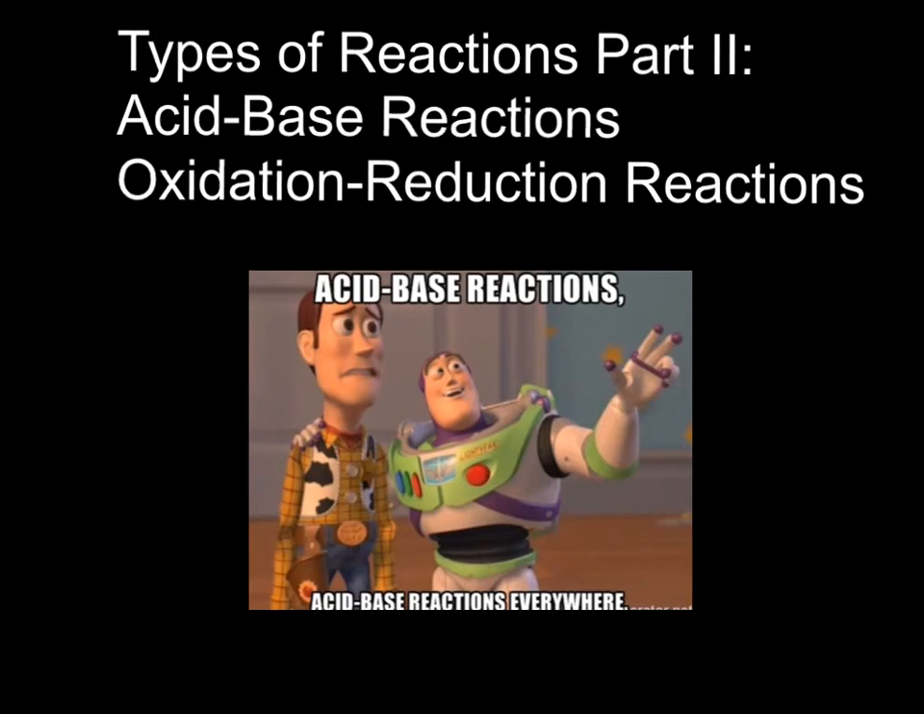Tonight we're going to talk about two more types of chemical reactions. We've just finished an in-depth study of precipitation reactions, which are a type of double displacement reaction. Tonight we're going to finish our double displacement reactions by taking a look at acid-base reactions, and then we're going to start an investigation of oxidation-reduction reactions.